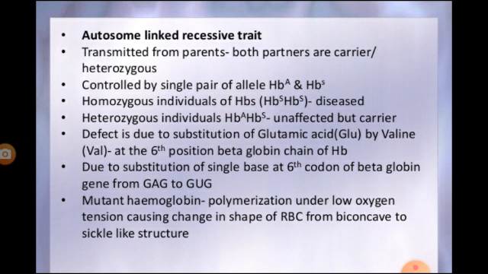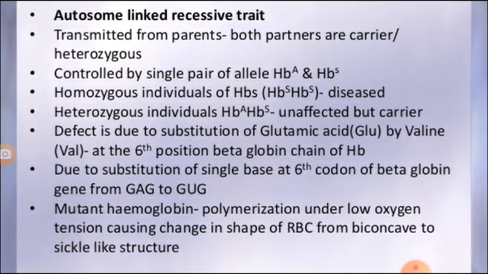So generally the heterozygous zygotes are apparently unaffected by the disease, as they carry at least one normal allele, and they are carriers of the defective gene and can transmit the same to 50% of their offspring on average.